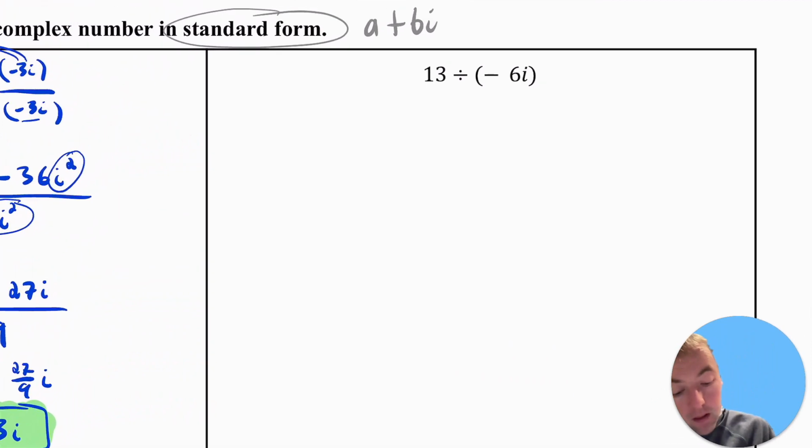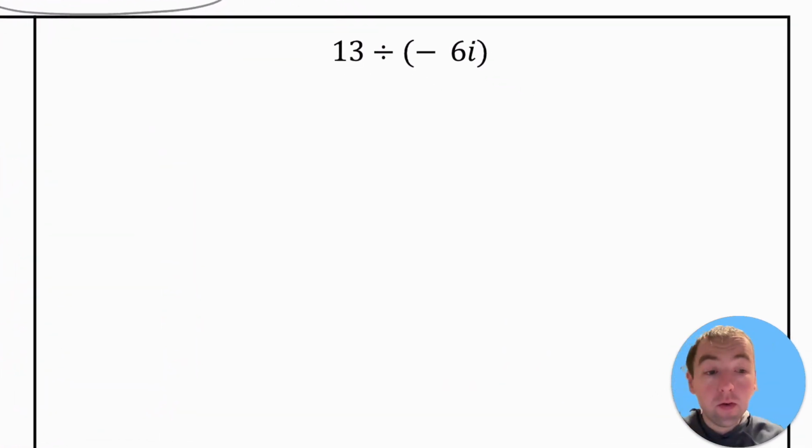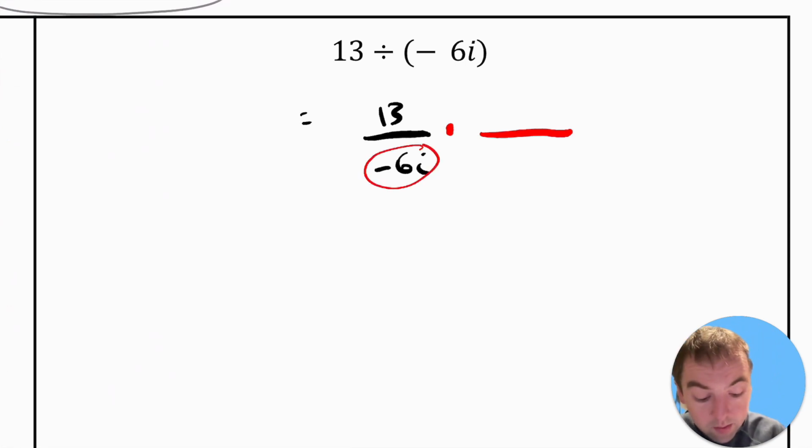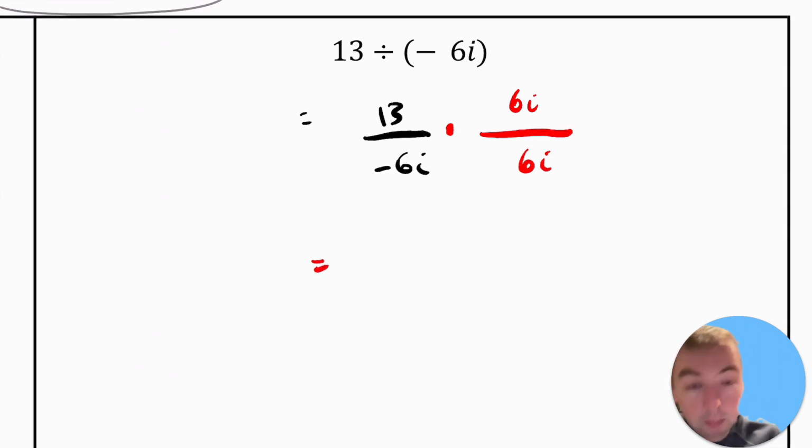Excellent. Now that you've got an idea of what's going on, you can cruise a little bit faster through some of these. So this is 13 divided by negative 6i. I'm just going to rewrite it as 13 on top and negative 6i on the bottom. All you'll need to do is multiply by a fraction that uses the conjugate of the bottom. Since the bottom is negative 6i, its conjugate is going to be 6i. So I'm just going to multiply by 6i over 6i, and it's just that times that.